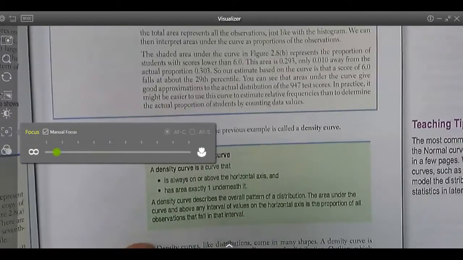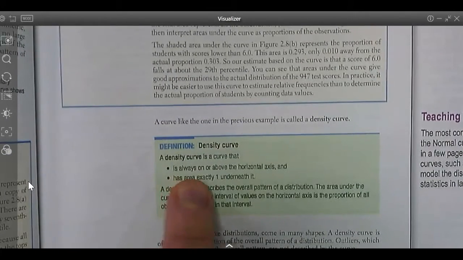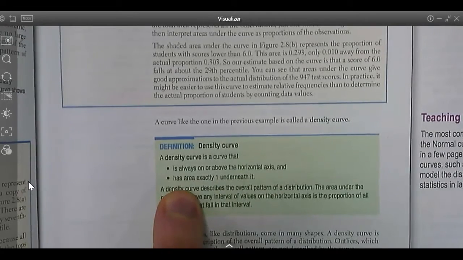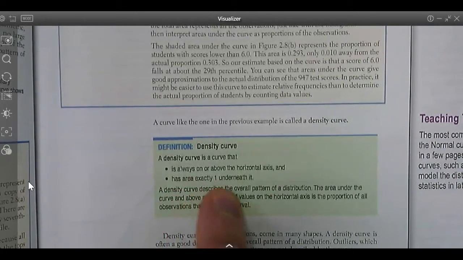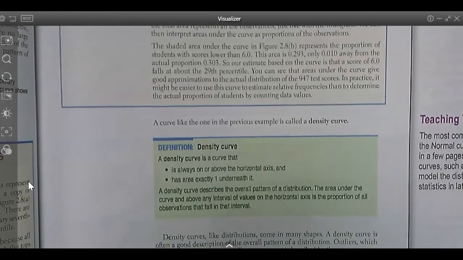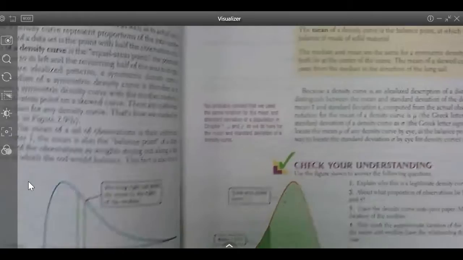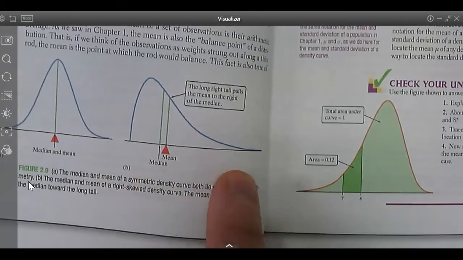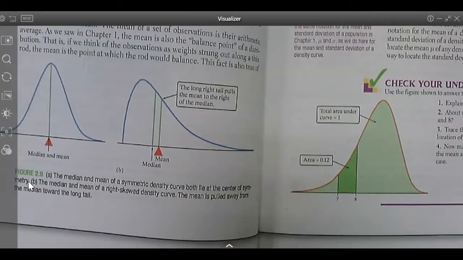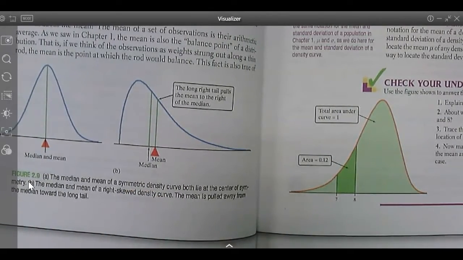So there were two properties that we talked about when it came to density curves. The first was that it's always on or above the horizontal axis because the probability has to be 0 or positive. And then the area under the curve is 1 because the sum of all the probabilities is 100% or 1. So we talked about mean versus median. If the distribution is skewed right, the mean is greater. Skewed left, the mean is less than the median. You could think of the mean as the balancing point and the median as the equal areas point.